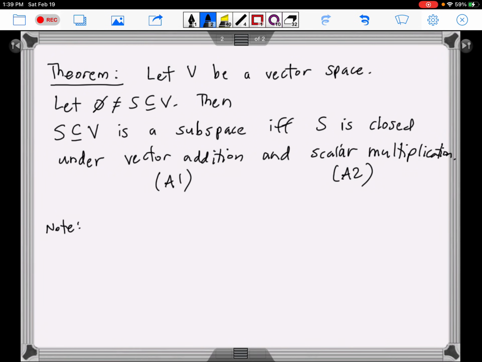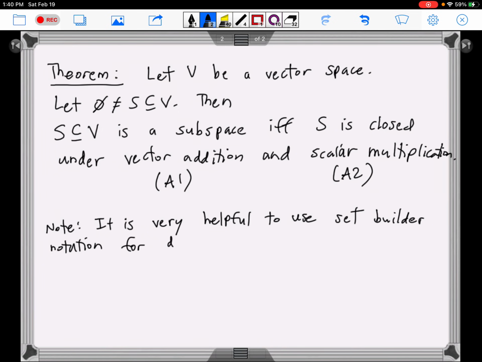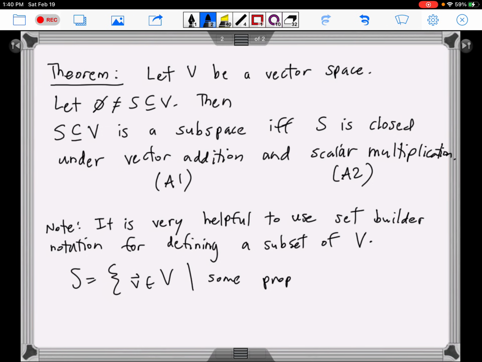Note something to keep in mind here before we go on. It is very helpful to use set builder notation for defining a subset of V. The way it works is it looks like this. You say the set of all v in V such that some property holds. Many times we're going to define subsets this way. So let's go ahead and do an example.